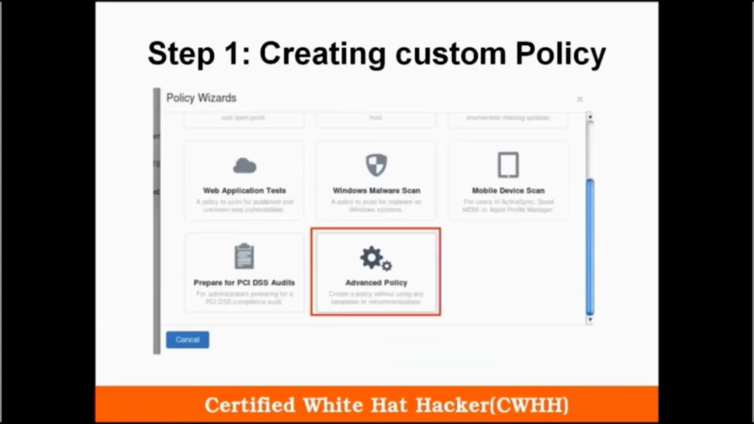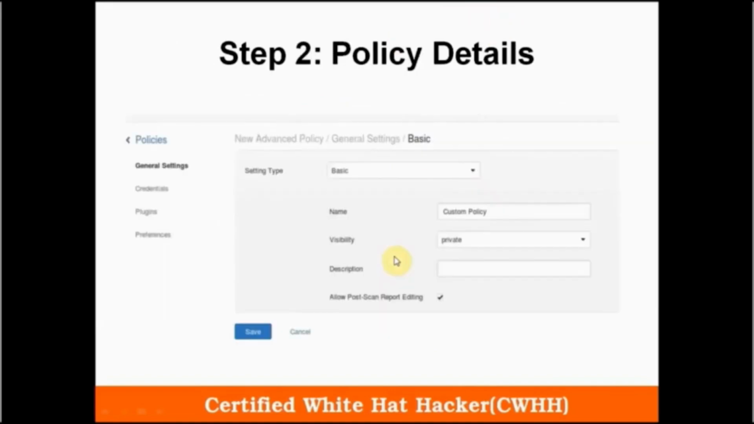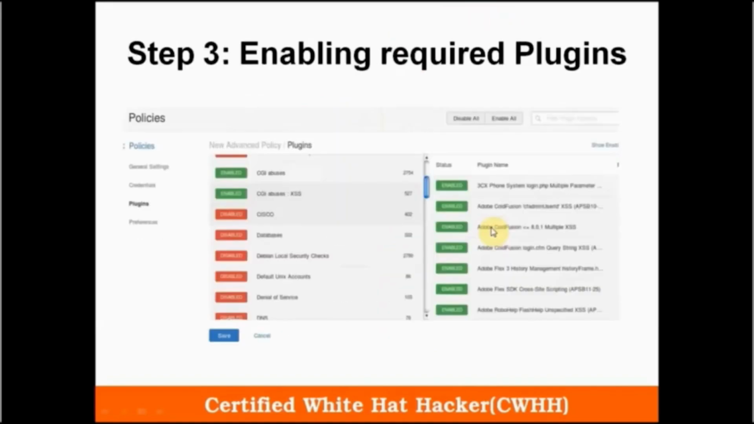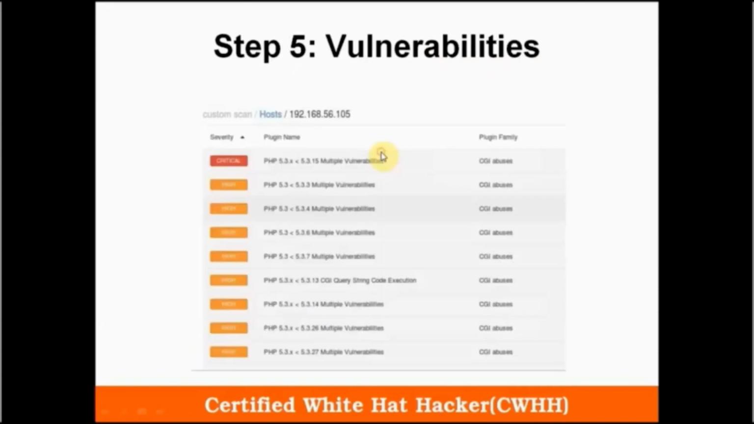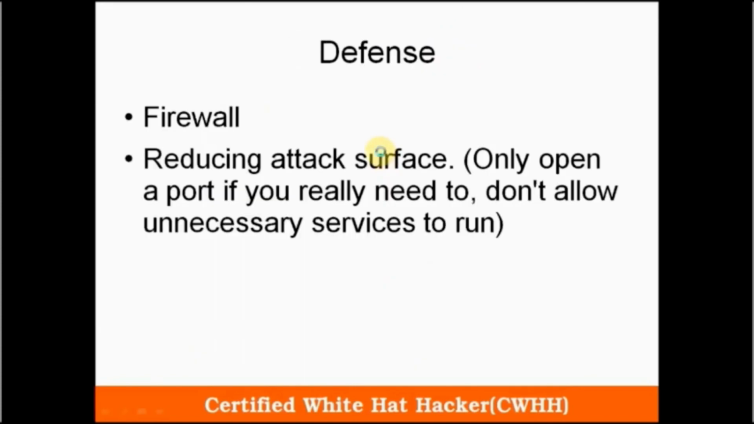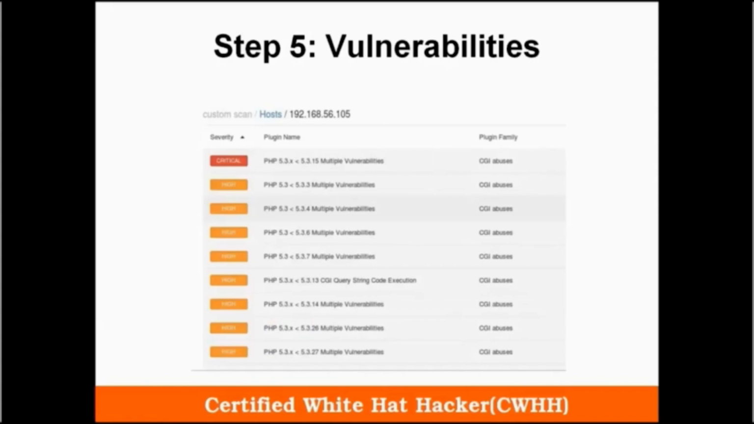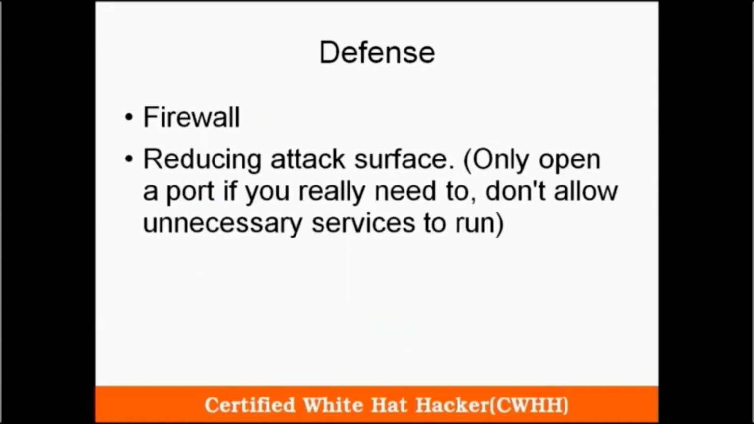So you can also create a custom policy, and for that you just give advanced policy, and you give some policy details, and you can enable whichever plugin you want. So if you want something to be enabled, you just give enabled, and it will enable all of them, and if you want to disable something, you just give disabled. So after that, you again go to new scan, and you give your custom policy, and you can see again it's listing the vulnerabilities after the scan has been completed.